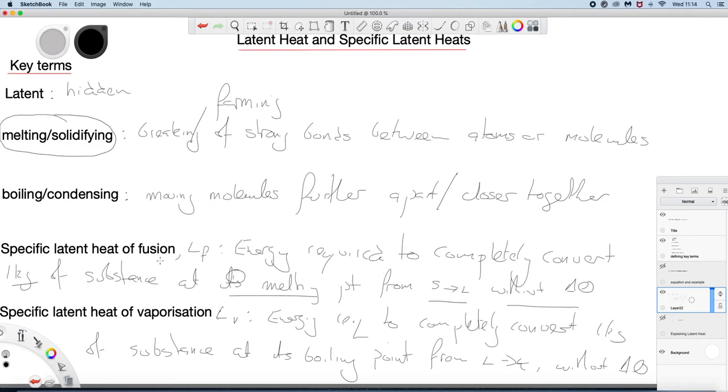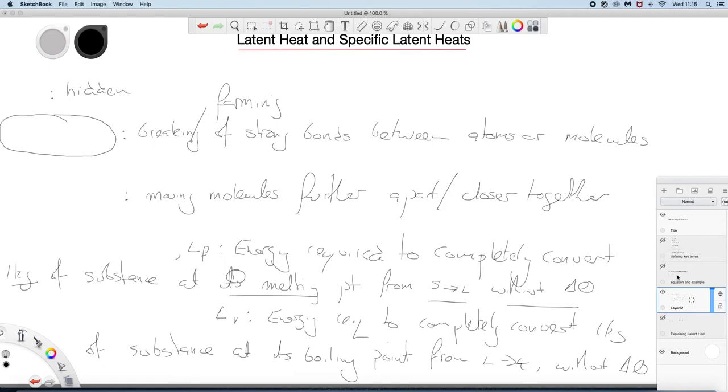So while we talk about fusion and vaporization, this is the energy required to break the bonds, but also the energy released when the bonds are made. This is the energy required to move those molecules further apart and to break those weak bonds. But it is also the energy released when the molecules move closer together and those weak bonds are formed again. So breaking bonds requires energy, making bonds releases energy. You might know that from your work in chemistry. So these are our key terms that we're looking at here.